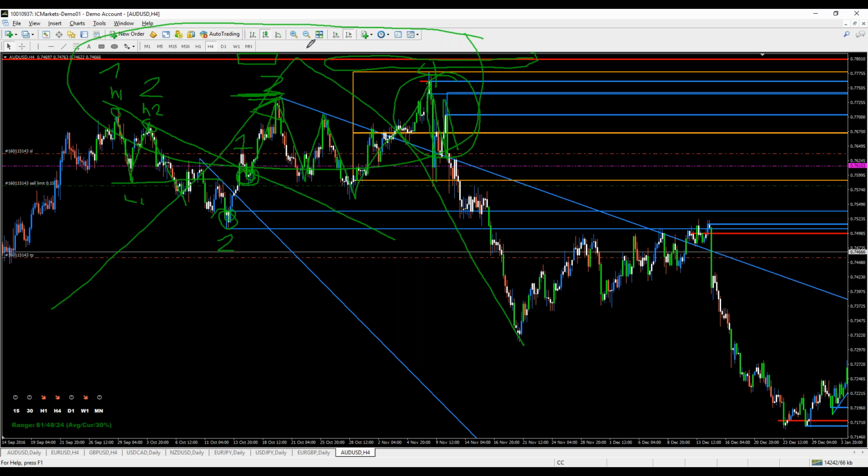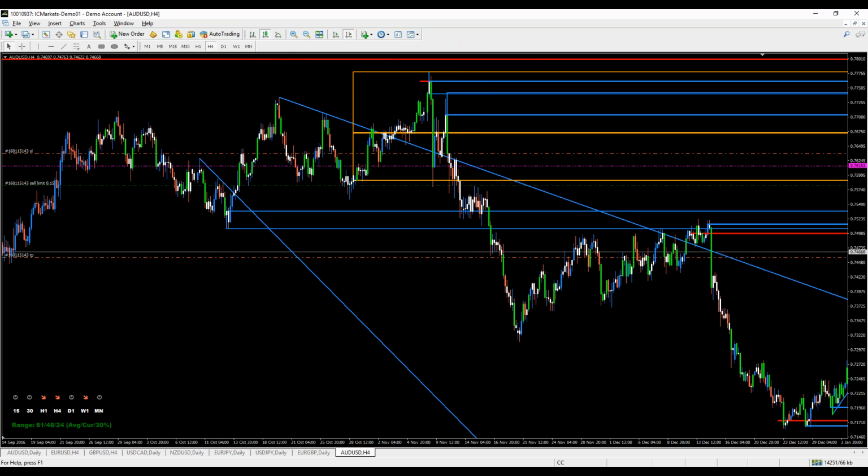And so you don't want to be buying into daily or weekly or monthly supply, because you'll simply find yourself getting stopped out an awful lot, which is why it's super important to start on the higher time frames and move down.